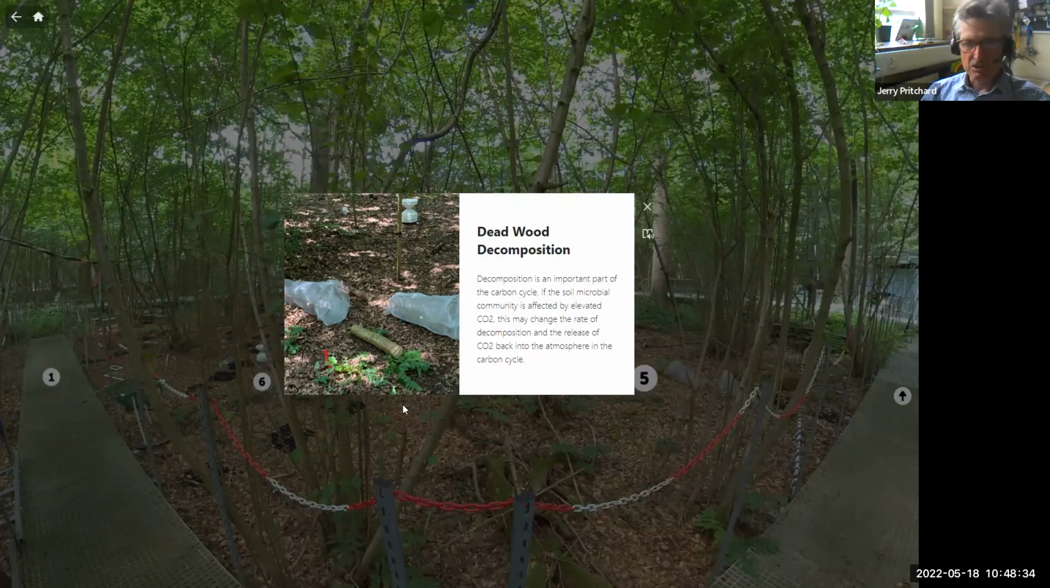We're measuring the decomposition of those in ambient and elevated, because changes in the rhizosphere, in the organisms, the bacteria and fungi in the rhizosphere, because of elevated CO2, may affect that process. So that's an important part of that whole carbon cycle. It's not just capturing the carbon.